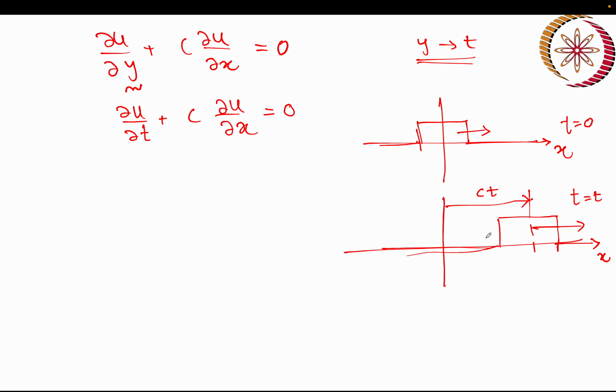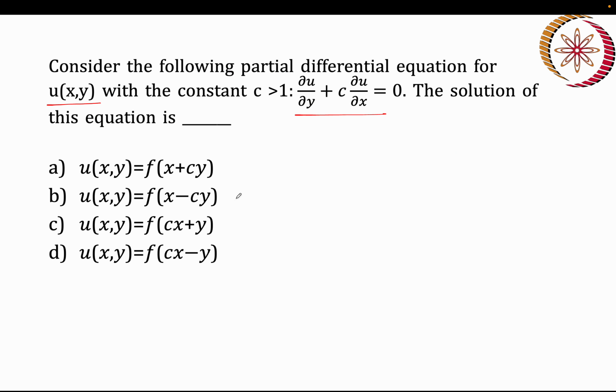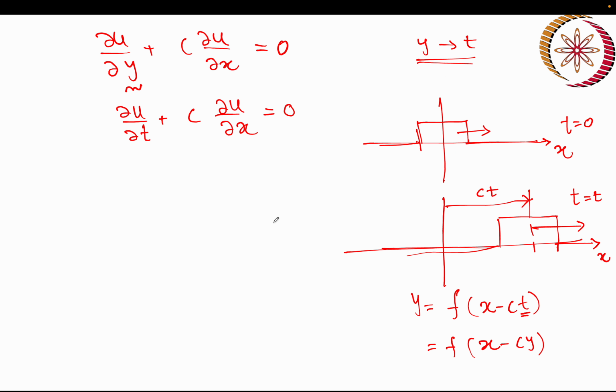And you can see that this is nothing but just a shift of origin. So we can directly write the solution here itself. It will be u equal to, whatever function it has, f of x minus ct, and t is nothing but y, so it will be x minus cy. So this we have directly written, and this is the correct solution, but we'll see how to get to that solution.